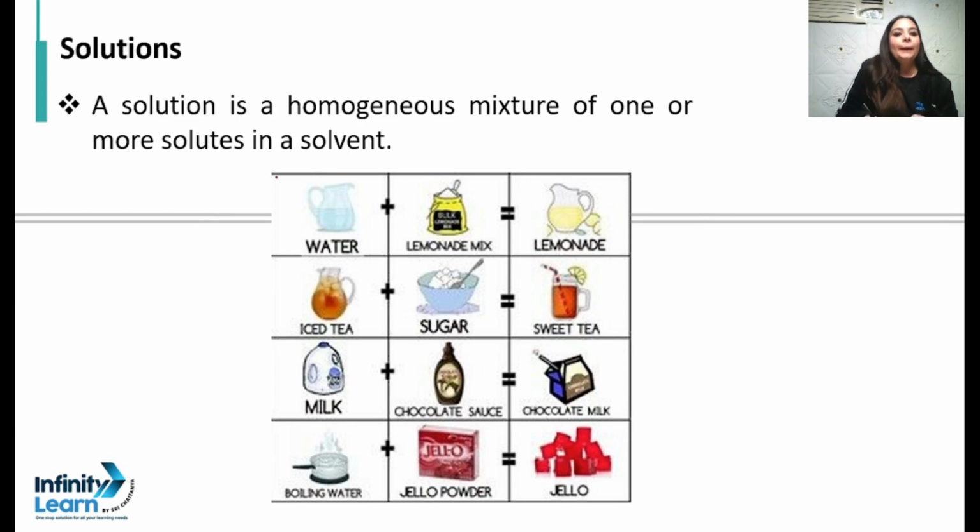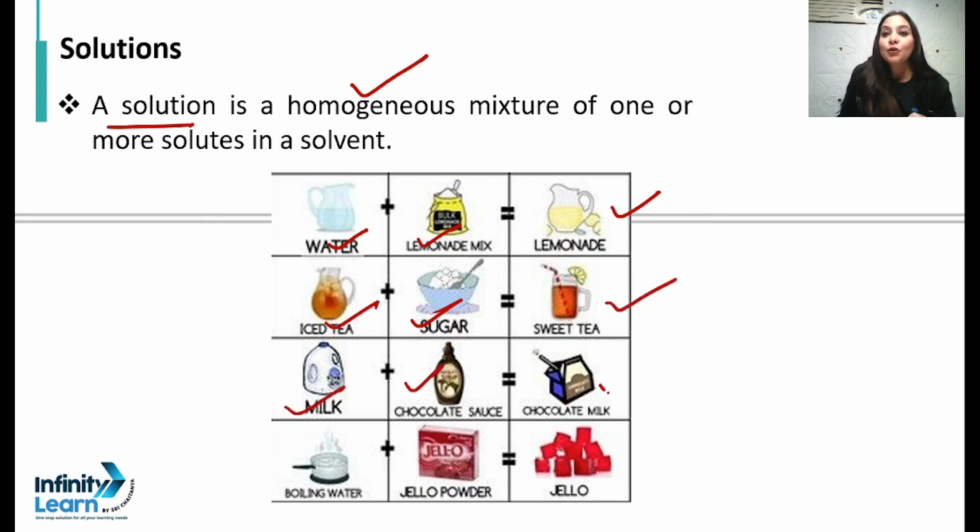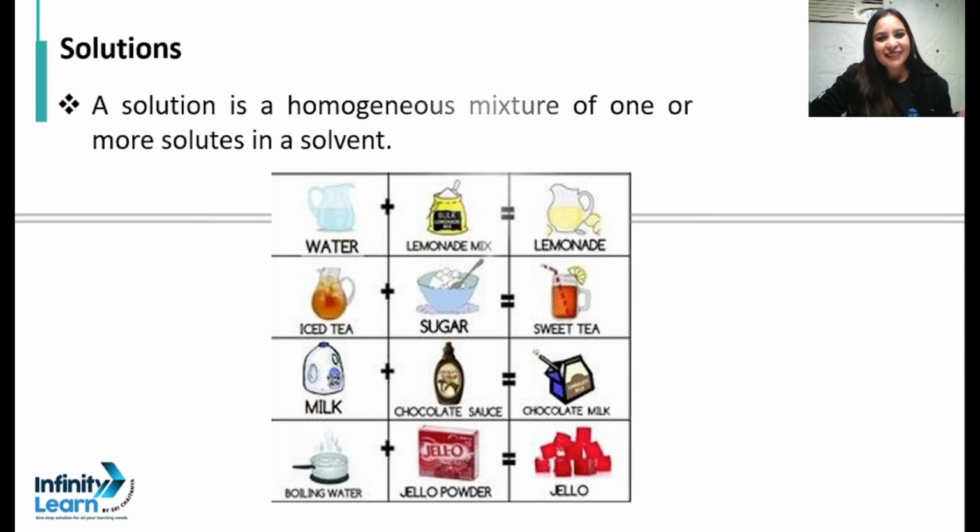Okay. So a solution can be defined as a homogeneous mixture. That means uniform composition and properties throughout. For example, if you add lemonade mix into water, you get lemonade. If you add sugar to iced tea, you get sweet tea. If you add chocolate sauce to milk, it becomes chocolate milk, which everybody likes to drink. If you add jello powder into boiling water, you get jello. So all these examples come under solutions.